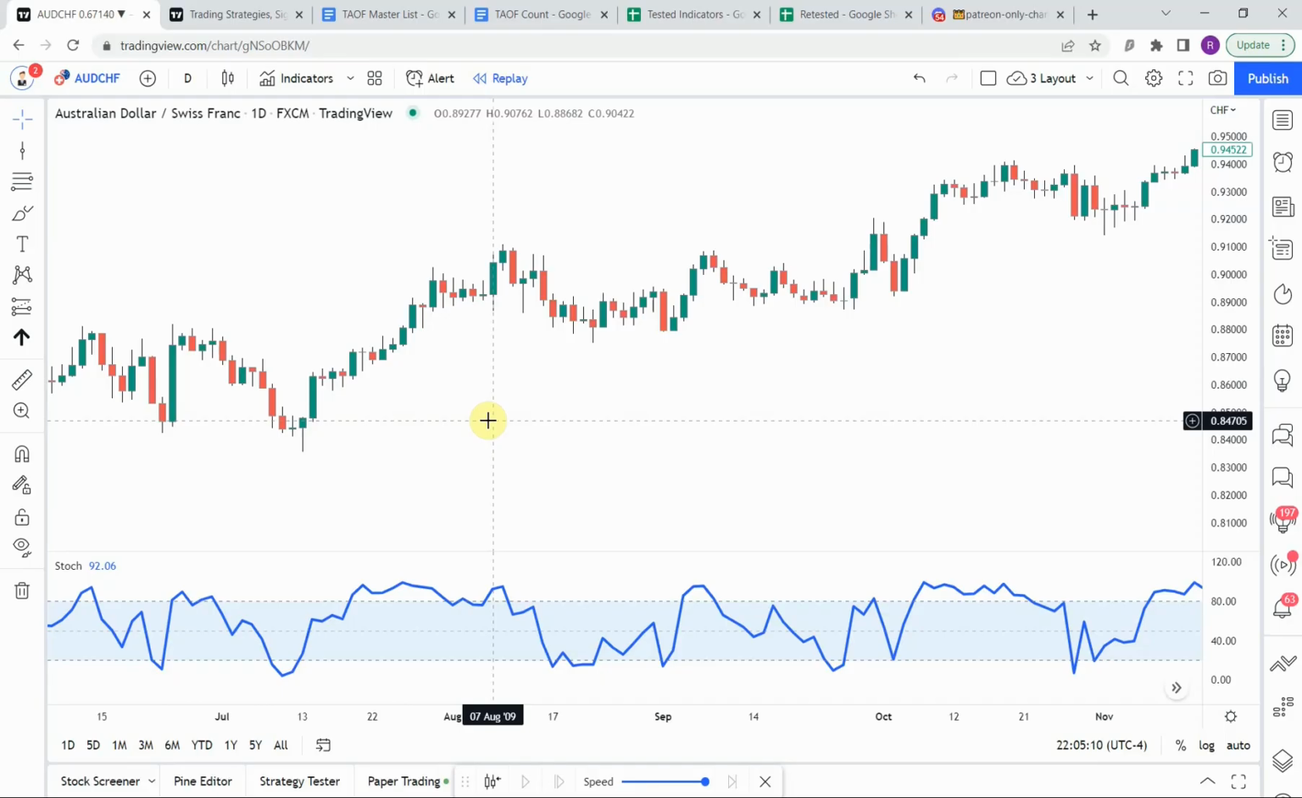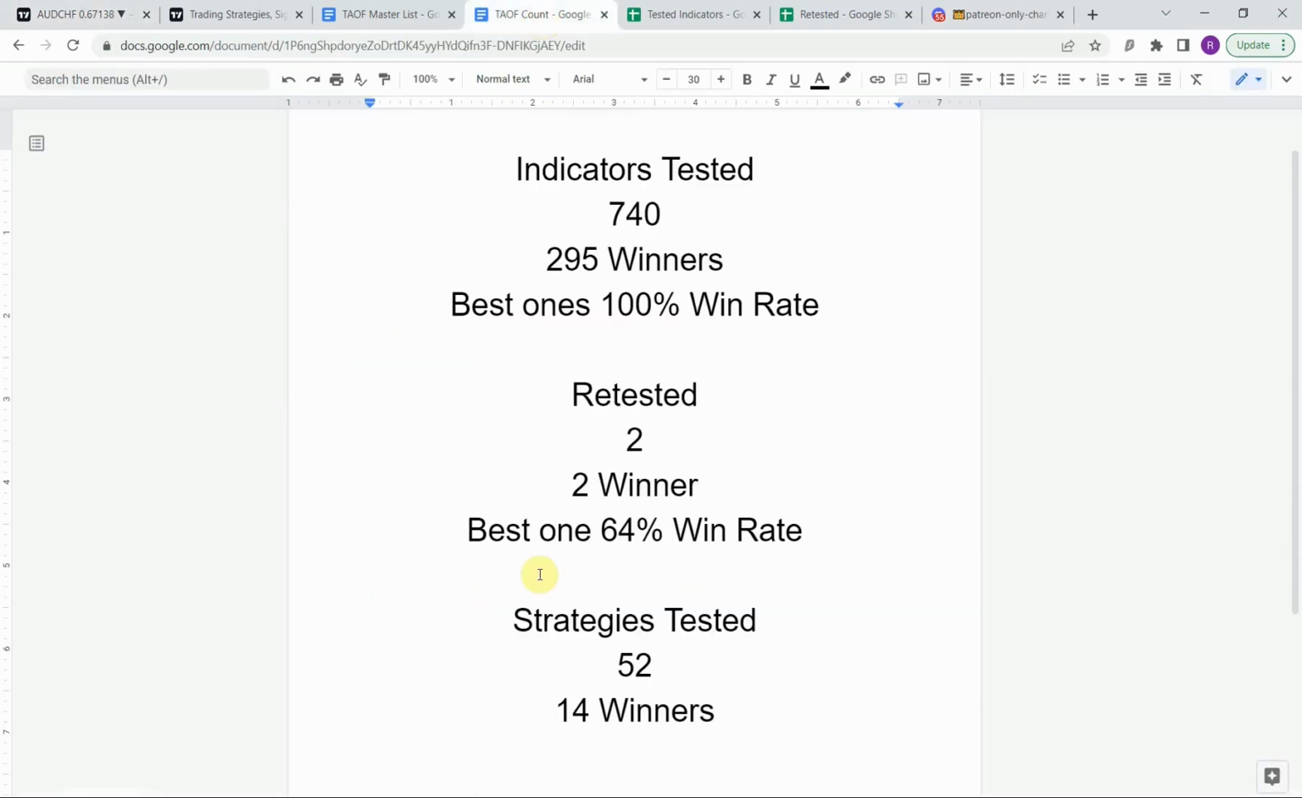Alright, as I said, today we will be looking at an advanced testing of the stochastic indicator. Before we do though, I wanted to put the testing scoreboard up for everyone to see. So to date, we have tested a total of 52 different strategies, with 14 of them being profitable. We've also tested a total of 740 indicators, with 295 of them being winners. The best ones so far were able to achieve a 100% win rate. Now you need to go back and watch those videos to understand the context of how they were able to achieve that. So go back and watch those videos and see what you can get out of those winning indicators.